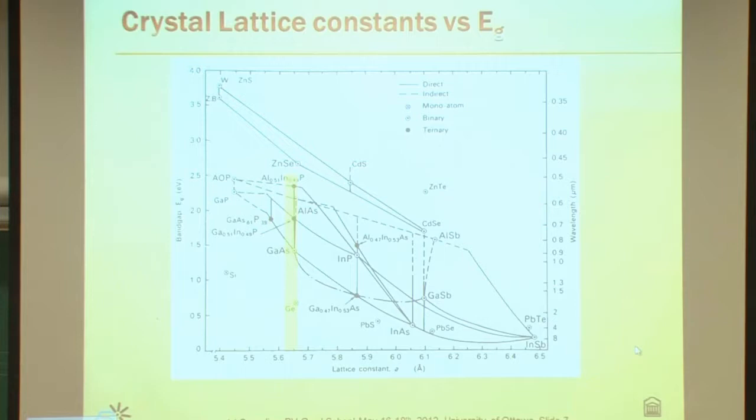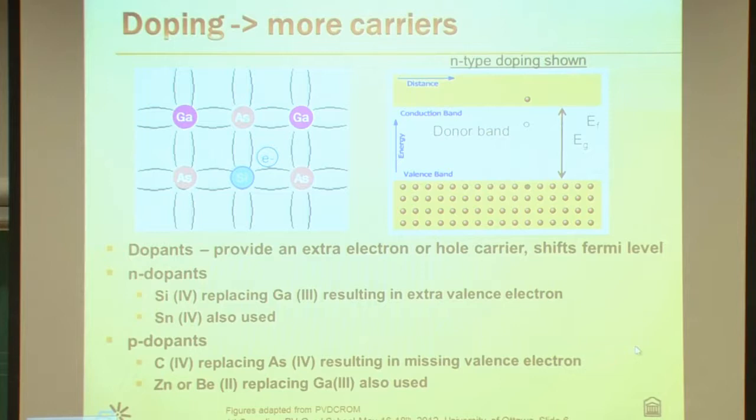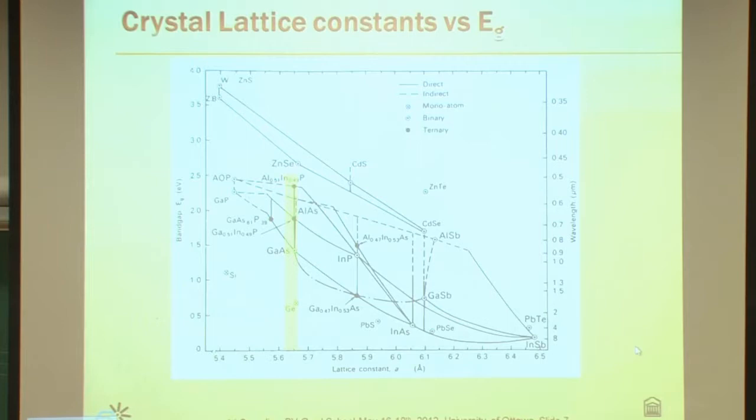Now, the crystal structure that's here, the bonding strength, and the atom size, all those things dictate both the lattice constant of that crystal as well as the bond strength, which ultimately results in the band gap. So different alloys of 3s and 5s will have different parameters, lattice constant and band gap.